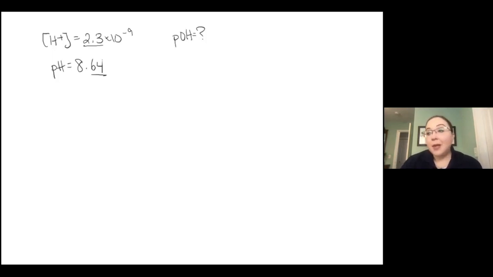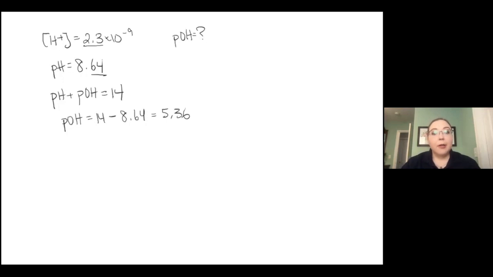Now, how do we find the pOH? We're going to use our equation, pH plus pOH equals 14. This is true at 25 degrees. The vast majority of the problems that you're going to see, pretty much all of them, are going to be at 25 degrees, so you don't have to worry about that necessarily being different. So my pOH here is going to be 14 minus 8.64, which gives me 5.36. So pretty straightforward to use these 6 equations that we've got.